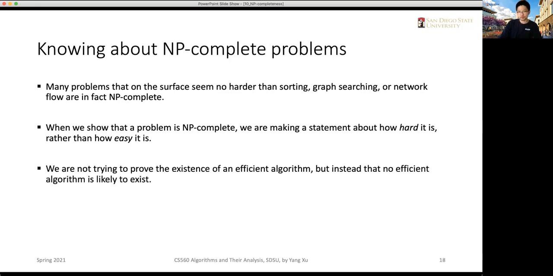We are not trying to prove the existence of an efficient algorithm. Instead, using these NP-completeness concepts, we are showing that no efficient algorithm is likely to exist. So that's so much for NP-completeness.